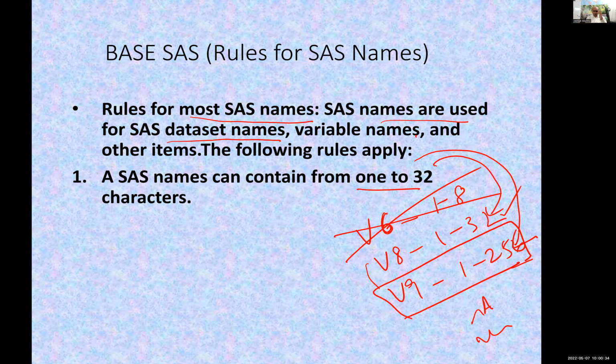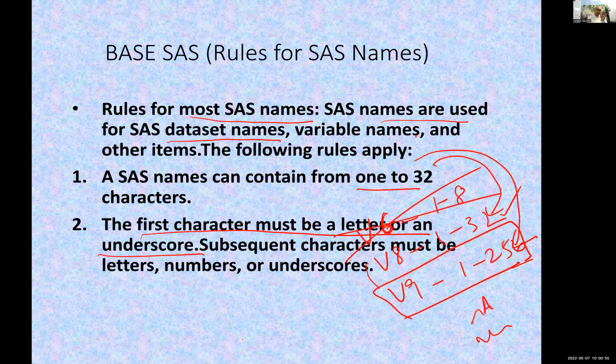Next, the first character must be a letter or an underscore. Subsequent characters must be letters, numbers, or underscores. So your first character must be a letter. Suppose, for example, Venkat or underscore Venkat is fine. But never go with 1, 2, 3, something like this. The first character must be a letter or an underscore. Subsequent characters must be letters, numbers, or underscores. So this is the second rule.